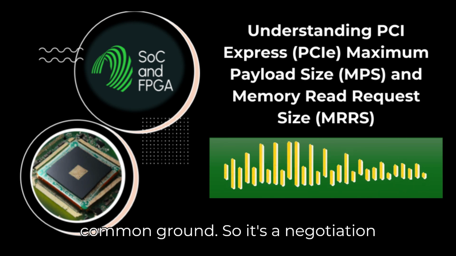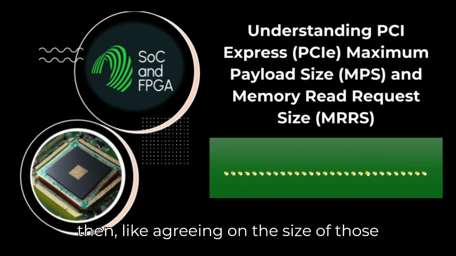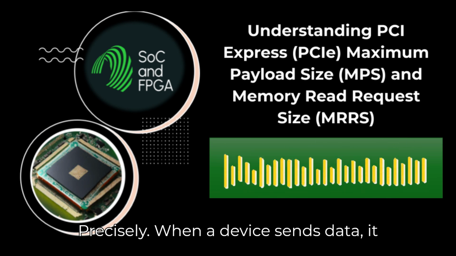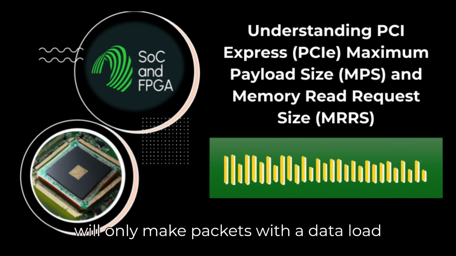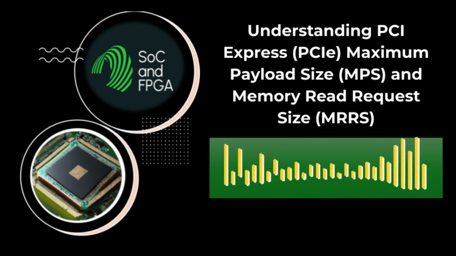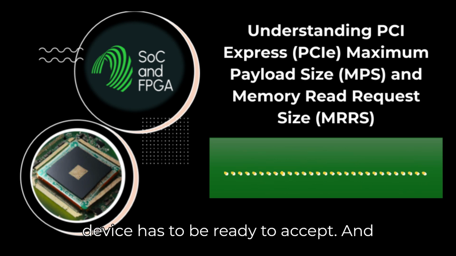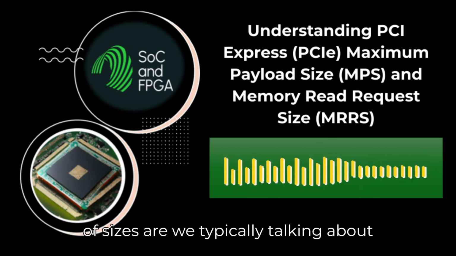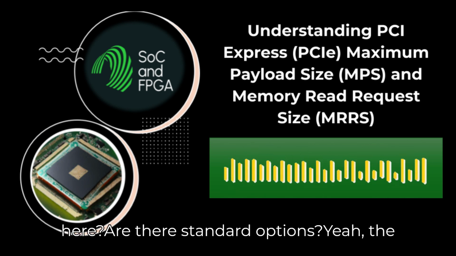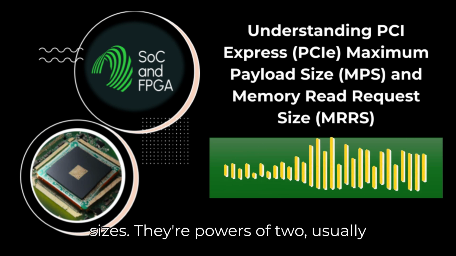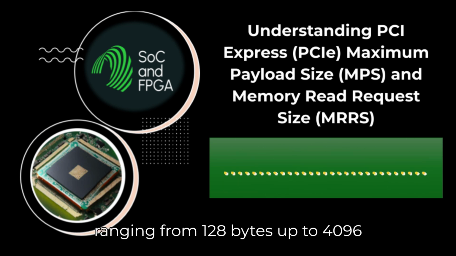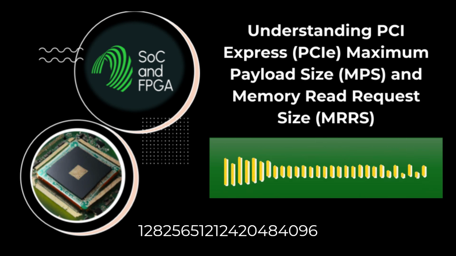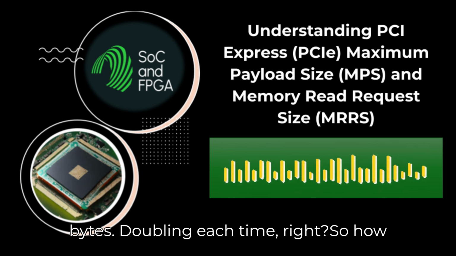So it's about finding a common ground. So it's a negotiation then, like agreeing on the size of those shipping containers. Both the sender and the receiver have to be okay with the size. Precisely. When a device sends data, it will only make packets with a data load up to whatever its configured MPS is. And on the flip side, the receiving device has to be ready to accept and process packets that are potentially as large as that agreed upon MPS. What sort of sizes are we typically talking about here? Are there standard options? Yes, the PCIe standard defines a set of common sizes. They're powers of 2, usually ranging from 128 bytes up to 4096 bytes. So you'll see options like 128, 256, 512, 1024, 2048, 4096 bytes, doubling each time.